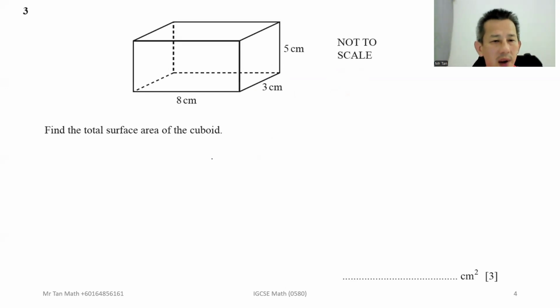Number 3, find the total surface area. This is a cuboid. The surface area is just multiply and add. So the first one is 8 and 5, so 8 times 5, plus 8 and 3, 8 times 3, and plus 5 and 3.